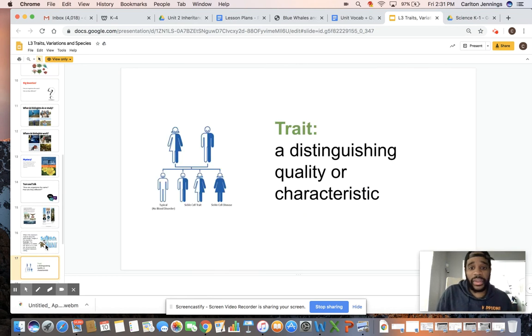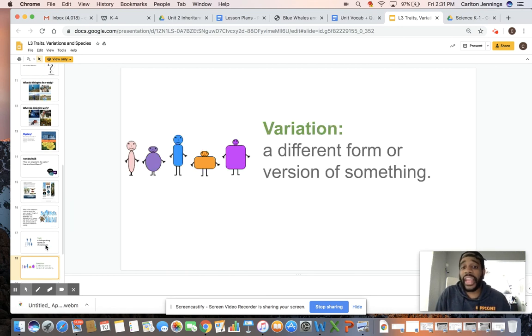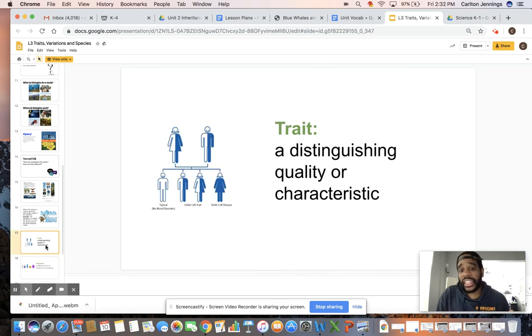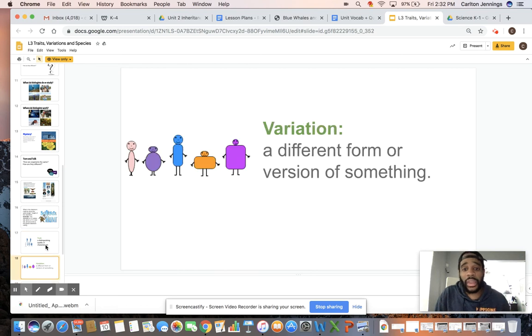We're going to skip that one. That's for our class. A trait is a distinguishing quality or characteristic about a different organism. Variation is a different form or version of something. So a trait is a distinguishing quality or characteristic, like being tall or short, or being very muscular, or very fast or slow. Variation is a different form or version of something because we know that everybody is not the same. They're different versions of them.